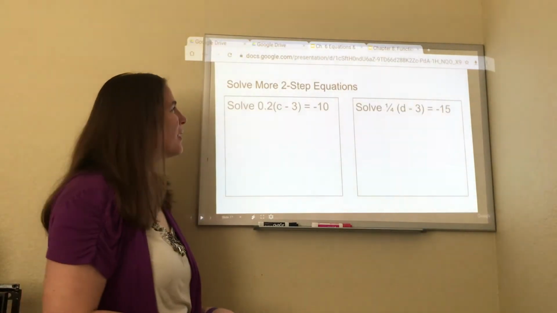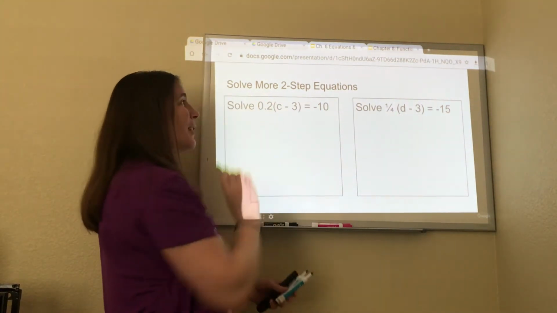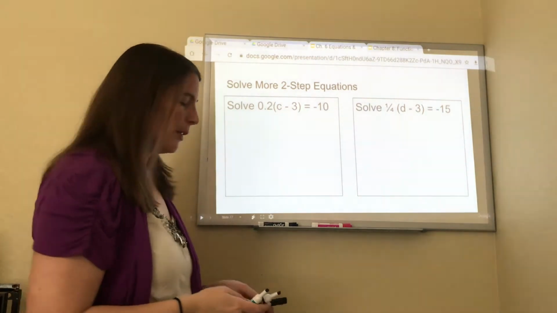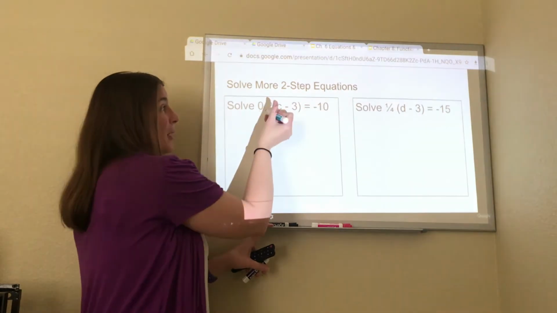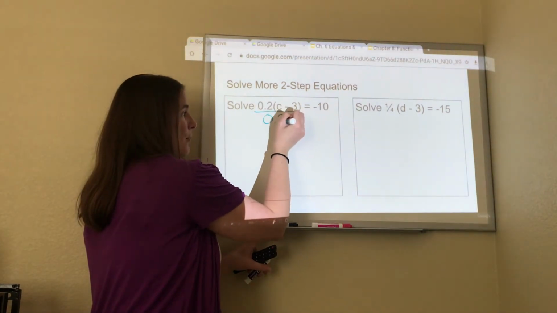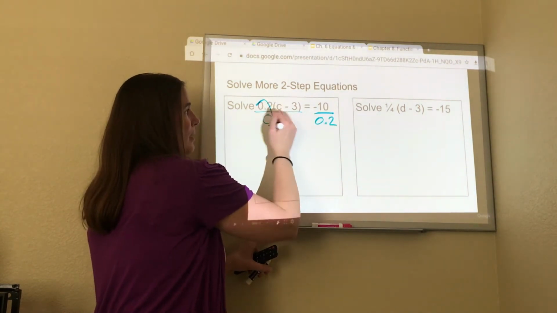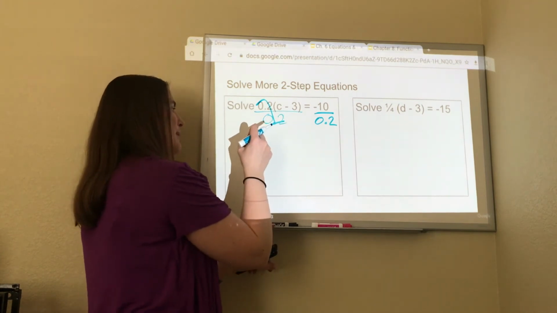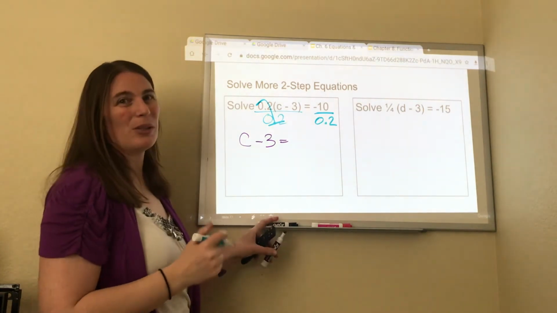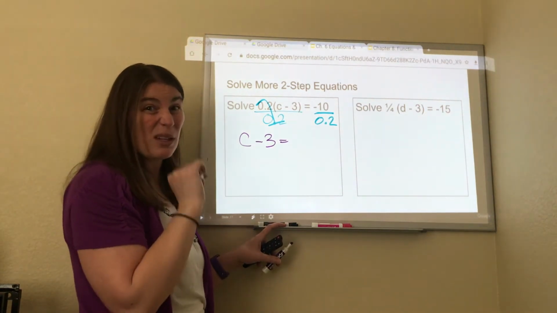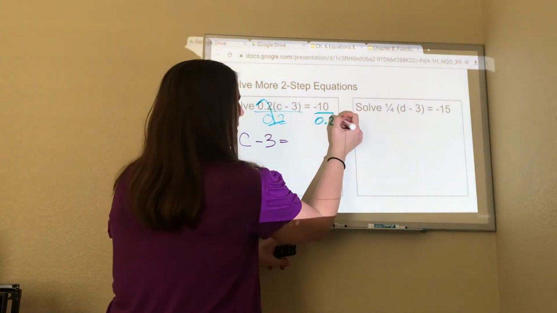Okay, so here we can see that we have a decimal now, and then we have a fraction over here. So we have to get rid of this 0.2. The 0.2 is being multiplied by it, so I'm going to divide by 0.2. This will cancel out. I'm left with c minus 3 equals 10 divided by 0.2. Now I don't like decimals when I'm dividing, so I'm going to multiply here times 10 over 10.